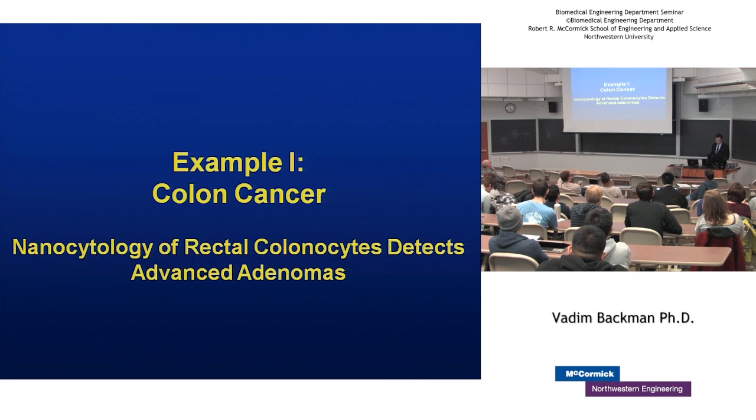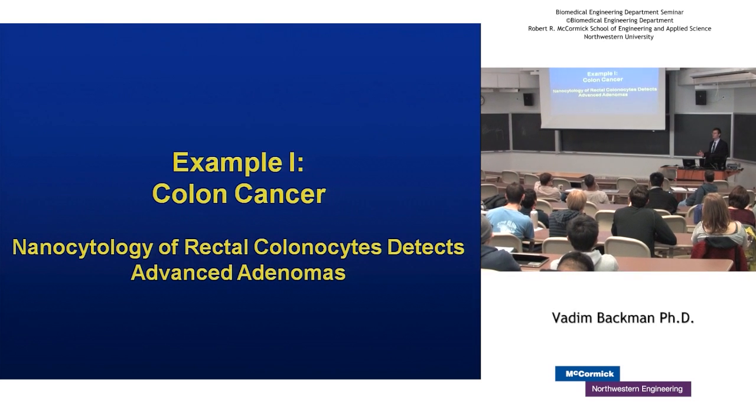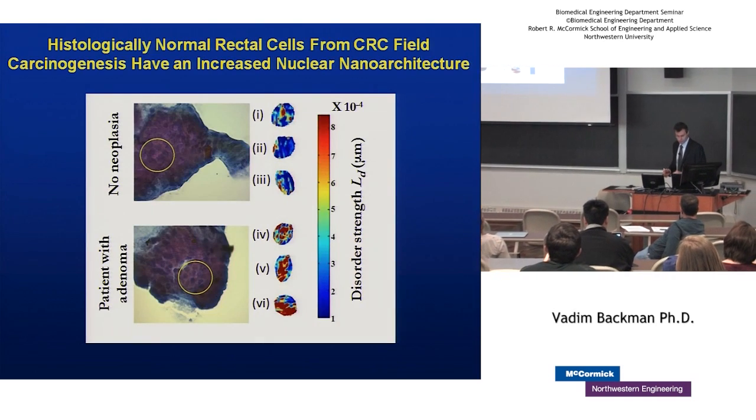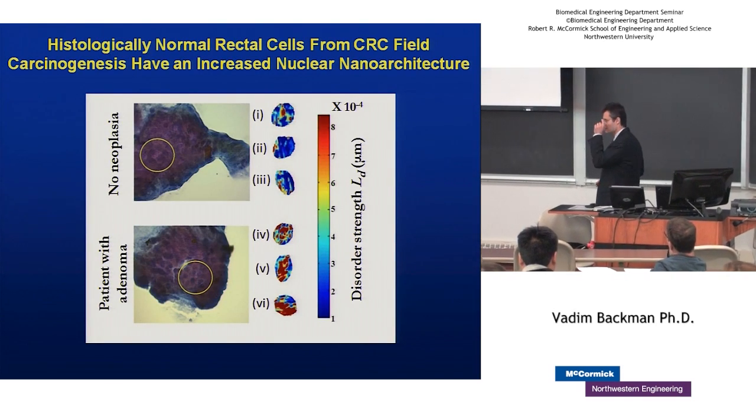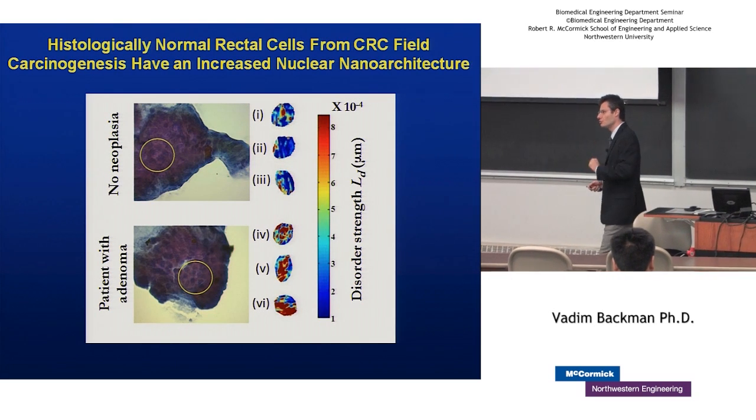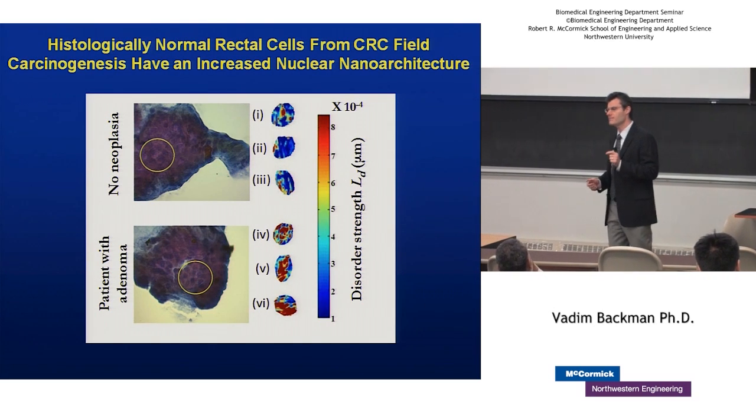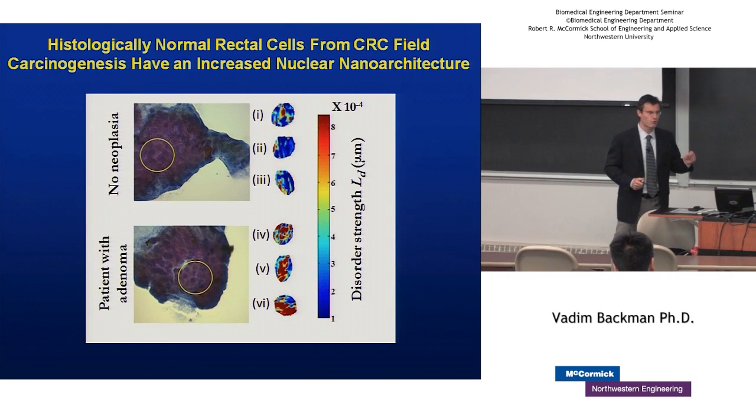And let me just give you a couple of practical examples. Remember I told you about the colon cancer. Well, what can we do here? Remember that the chromatin gets compacted, gets remodeled in the early stages of carcinogenesis and field carcinogenesis. Can we use nanocytology to detect it? Let's see what happens. So we brush cells. We did studies in animal models and humans. As a human study, we brushed cells from the rectum in patients with adenomas elsewhere in the colon.